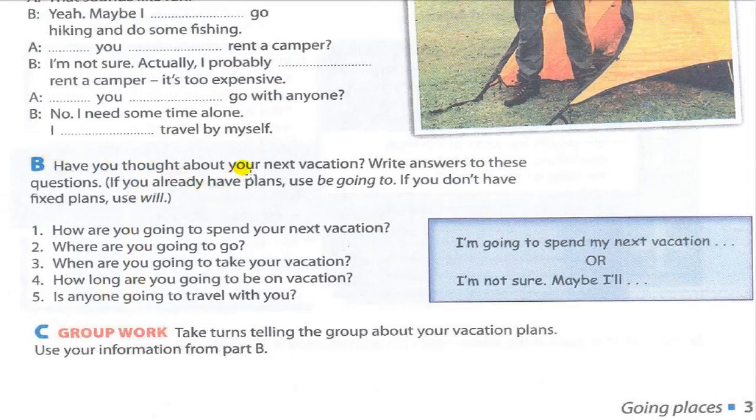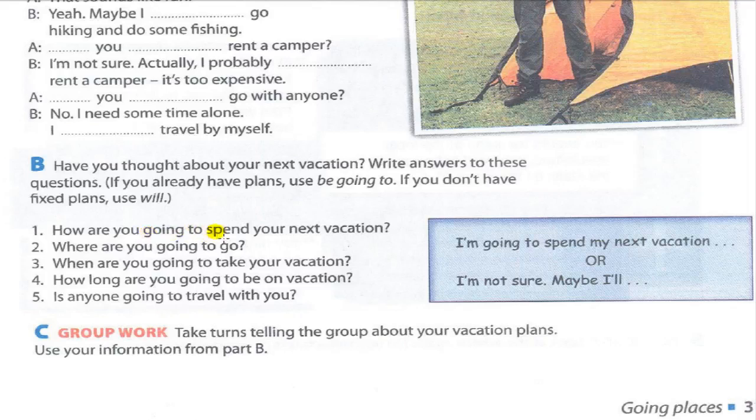B. Have you thought about your next vacation? Write answers to these questions. If you already have plans, use be going to. If you don't have fixed plans, use will. So, if you have a decision, you've made up your mind, you have plans, use be going to: am, is, are, going to plus infinitive, gonna. If you don't have fixed plans, use will. Example: I'm going to spend my next vacation, or I'm not sure, maybe I'll.